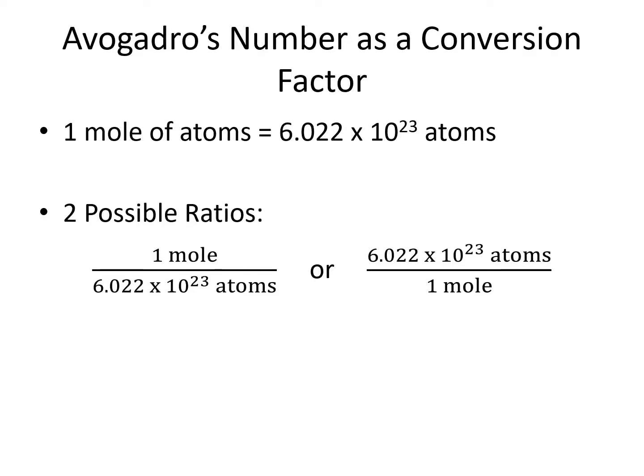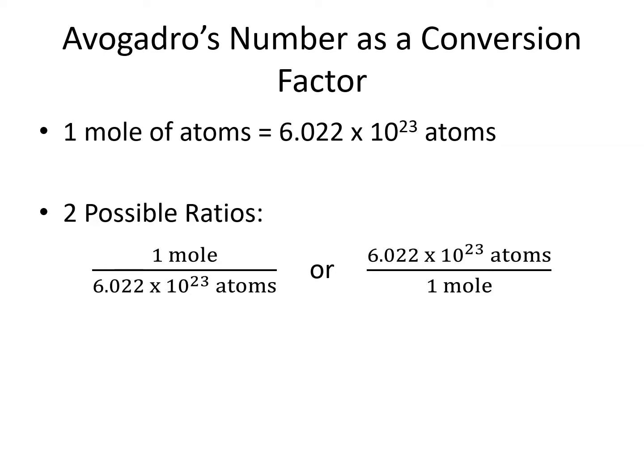We know from the definition of mole that 1 mole of anything equals 6.022 times 10 to the 23rd of that thing. Therefore, 1 mole of atoms equals 6.022 times 10 to the 23rd atoms. Remember, anytime we have an equality with different units, we can turn it into a conversion factor.